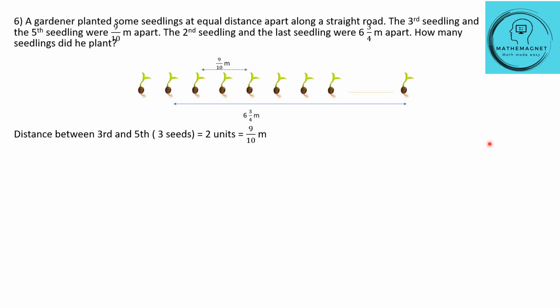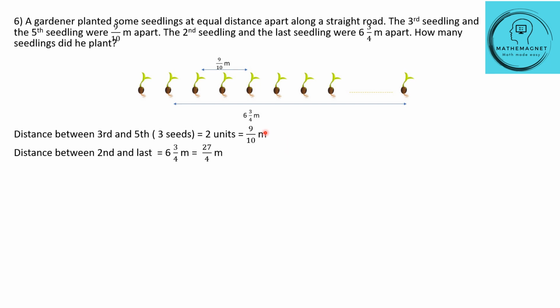Distance between third and fifth, that is, there are 3 seeds, right? 3, 4 and 5, which is 2 spaces or 2 units we can say. This is 9 by 10 meters. I repeat, the distance between third and fifth, which can be considered as 2 units or 3 seeds, is equal to 9 by 10 meters.